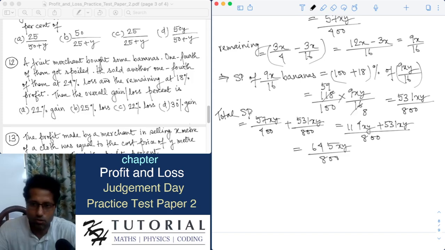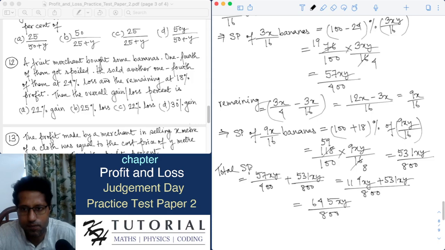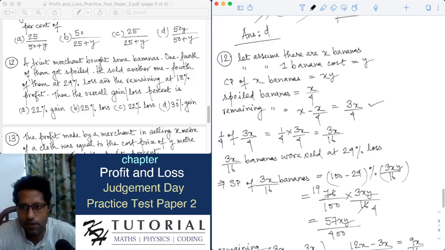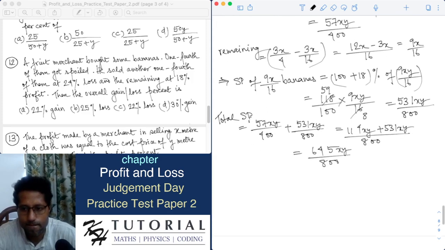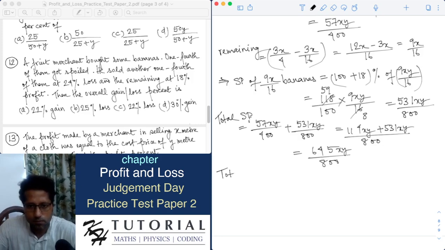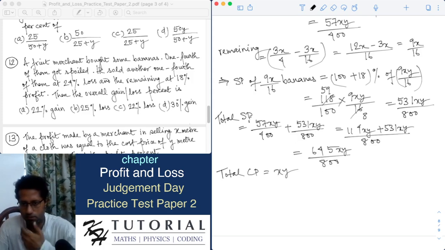And what was the total cost price? The total cost price is definitely xy, because we have assumed there are x bananas and one banana costs y, so x bananas will cost xy. Now definitely 645xy by 800 is less than xy. So this implies the selling price is less.